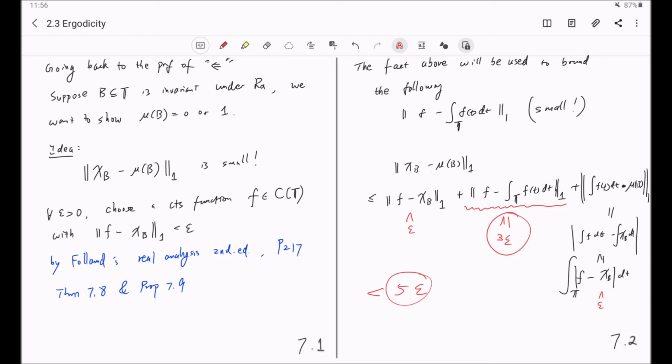Let epsilon go to 0, you get that chi sub b and mu of b are equal almost everywhere. What does that mean? That means that chi sub b is essentially a constant modulo a set of measure 0. When chi sub b is a constant, it will be either constantly 1 or constantly 0. So it follows that mu of b should be either 1 or 0. And that finishes our proof. So let epsilon go to 0, we have chi sub b is constant, and that gives us that mu of b is 0 or 1. That finishes the proof. And actually, I should move this to the end of the proof, the true end of the proof. Okay, so we are done.